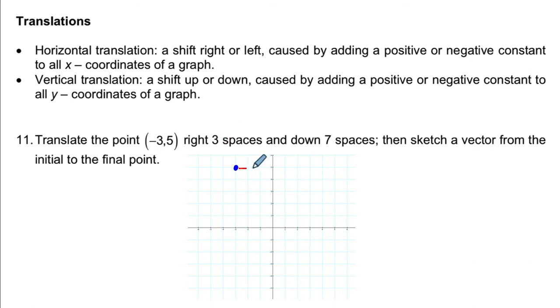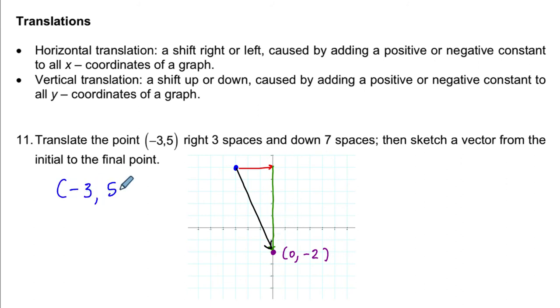If we want to translate the point -3, 5, right 3 spaces and down 7 spaces, we're really forming a right triangle with direction. We have a start point and a finish point, indicated by the direction of motion from the translations. We can make a hypotenuse with a direction, and that would form the vector from the initial point of -3, 5 to the final point of 0, -2.